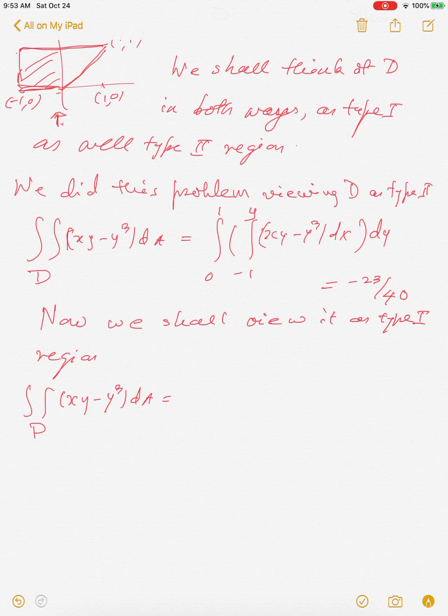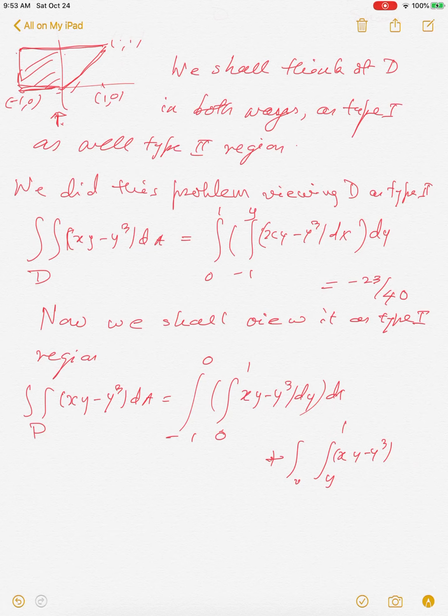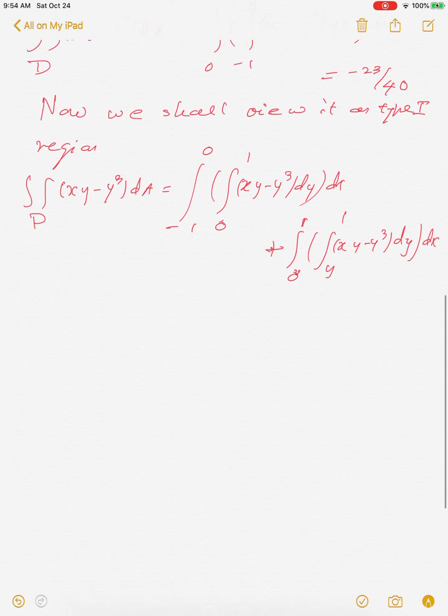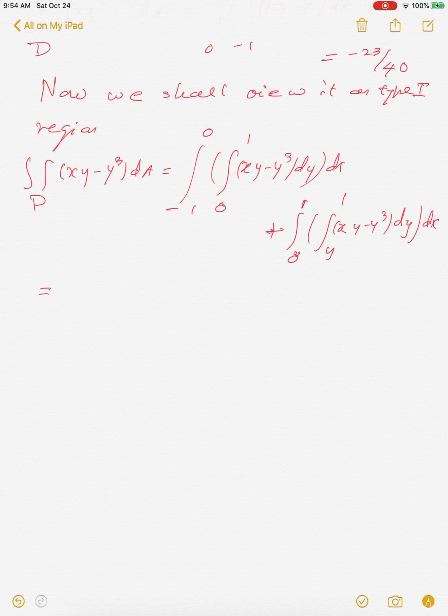First, you will have to integrate on this because the bottom curve here is y equal to 0. So integral from 0 to the upper curve 1, and you have xy minus y cubed dy dx, and your x will go from minus 1 to 0, plus now your y will go from x to 1, xy minus y cubed dy, and then dx, x will go from 0 to 1. Let's calculate this quickly and see that it turns out to be 23 by 40.